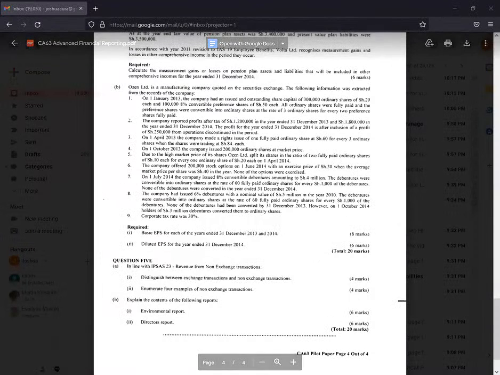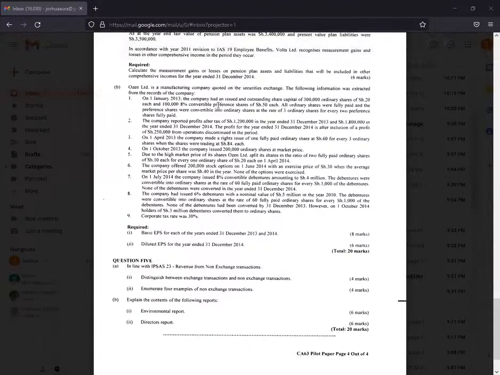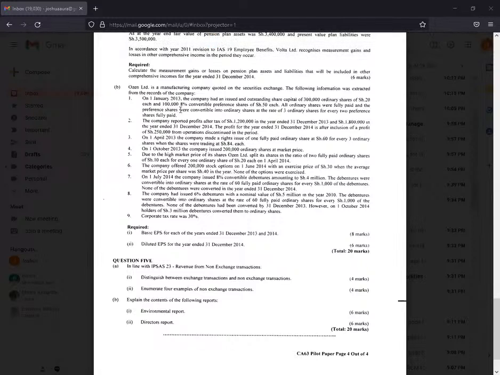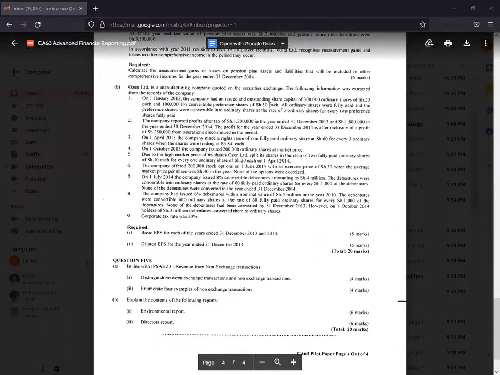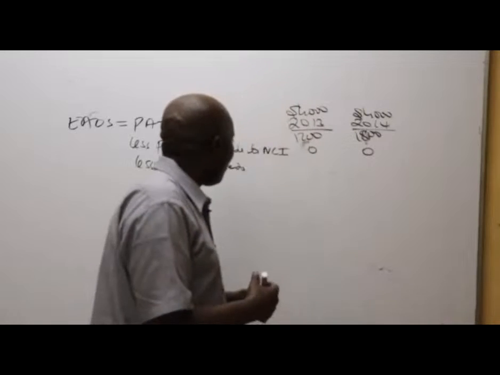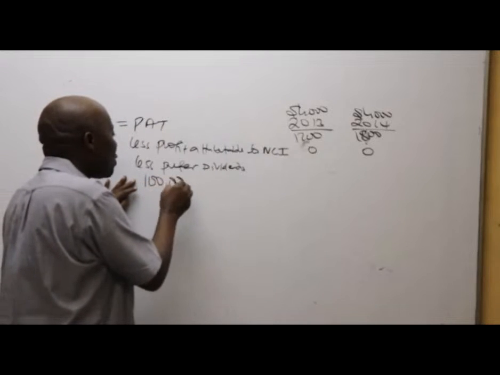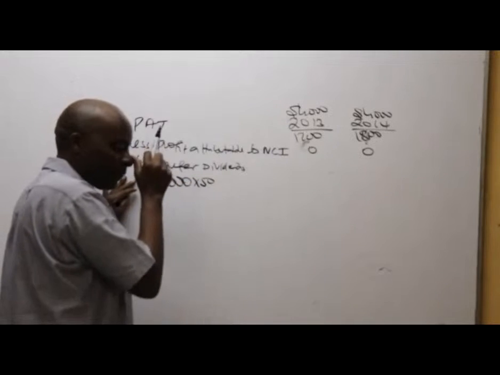There is a place they gave us preference dividends here on 1st January 2013. The company had an issued and outstanding share capital of 300,000 ordinary shares of shillings 20 each and 100,000 8% convertible preference shares of shillings 50 each. So could you kindly give me the total preference share capital? The total preference share capital is 100,000 preference shares times 50.